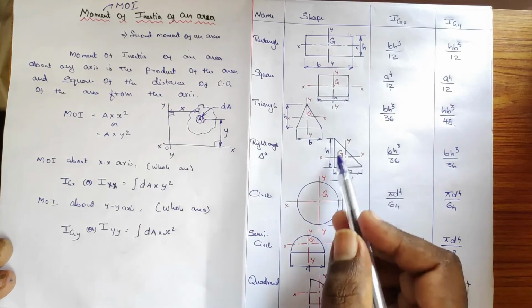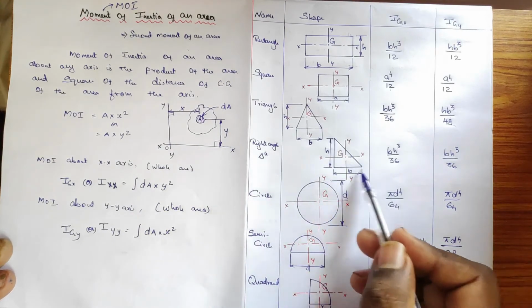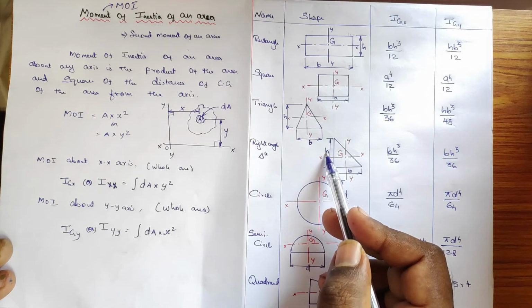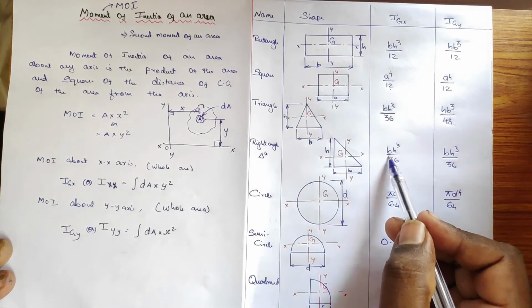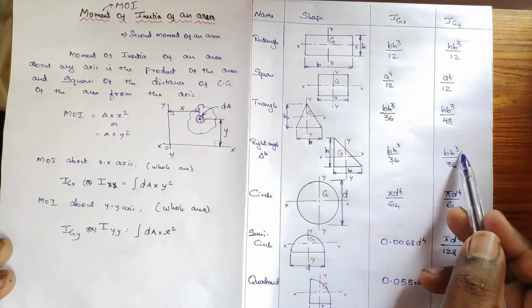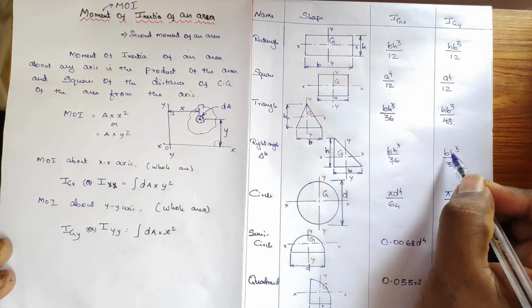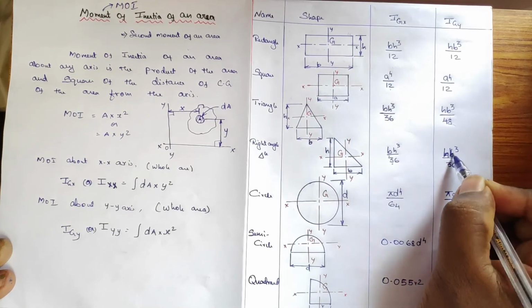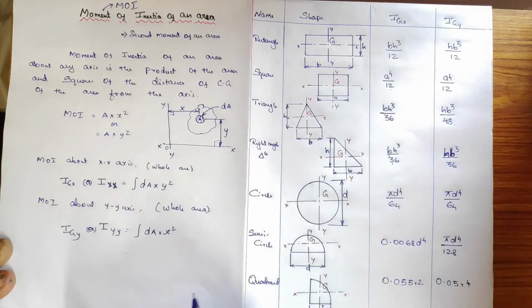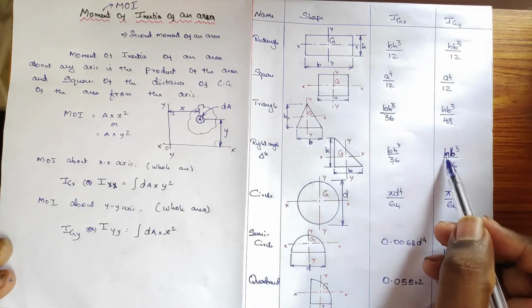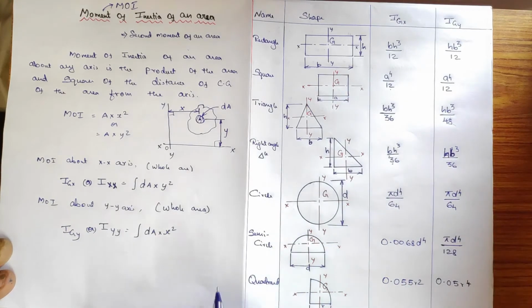And the right angle triangle, here the length is taken as b and the height of the right angle triangle is taken as h. Here the formula is bh cube divided by 36, and here the formula will be hb cube divided by 36. That's the difference, don't make a mistake. Bh cube divided by 36 and hb cube divided by 36.